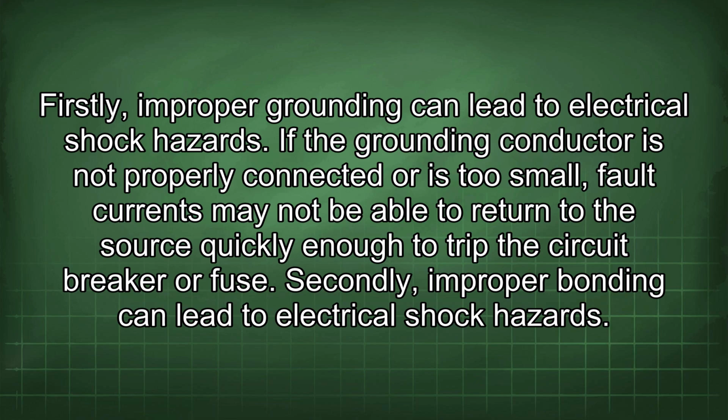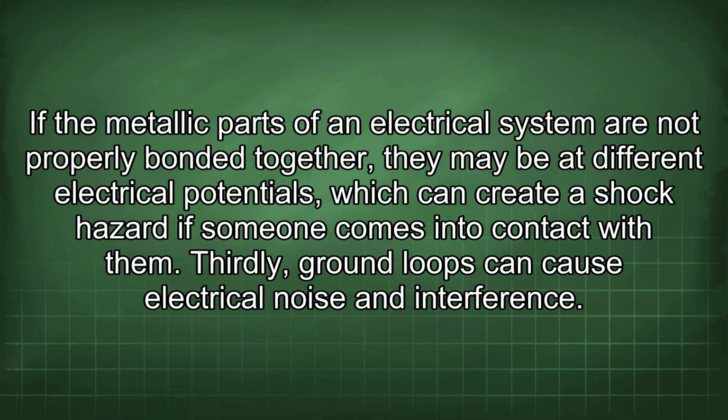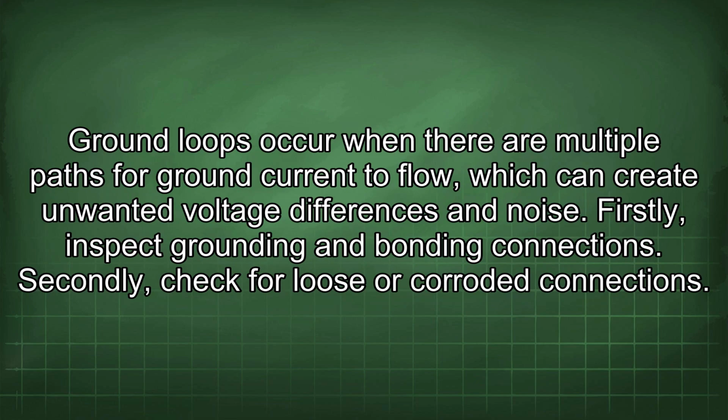Secondly, improper bonding can lead to electrical shock hazards. If the metallic parts of an electrical system are not properly bonded together, they may be at different electrical potentials, which can create a shock hazard if someone comes into contact with them. Thirdly, ground loops can cause electrical noise and interference. Ground loops occur when there are multiple paths for ground current to flow, which can create unwanted voltage differences and noise.